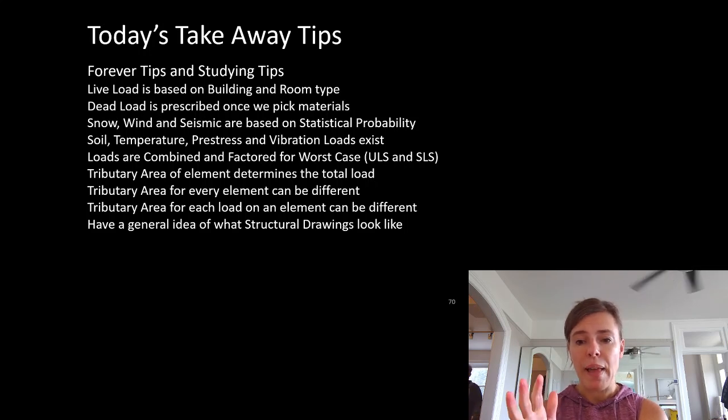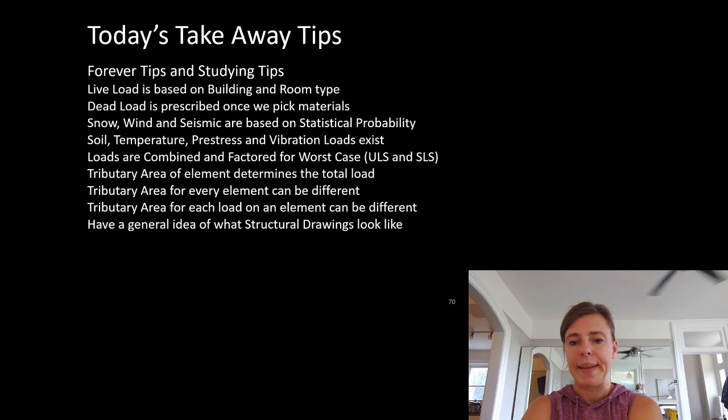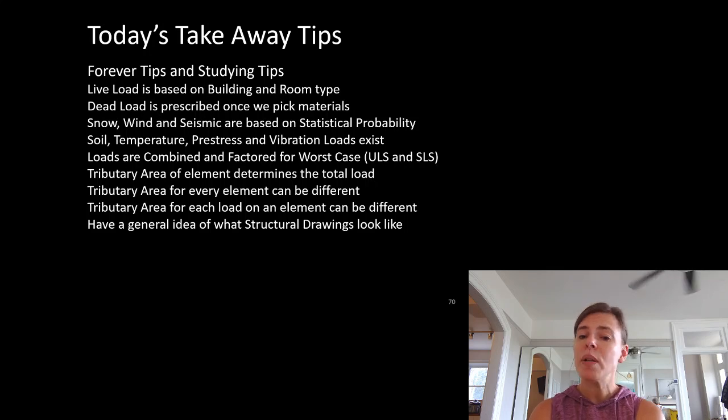So today was a long lecture with a lot of information, but not a lot of real calculation work in it. So remember, you should know that live load is based on the building and roof type and how to look it up. You should be able to look up what the dead loads are and add them up for an assembly if somebody tells you what those are. You should know that wind, seismic, and snow are based on statistic probability, and you should probably be able to calculate the snow load one. You should know that soil, temperature, pre-stress, and vibration are other load types that exist, and ones that we consider. Often we realize that they don't govern, but we do have to stop and consider them for our building.